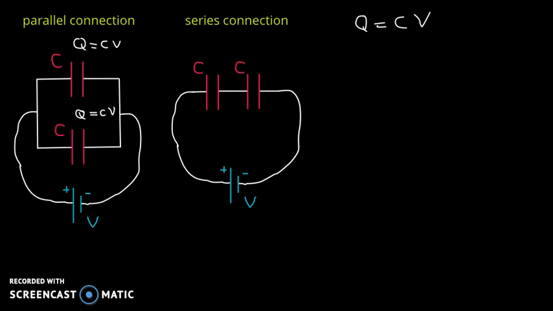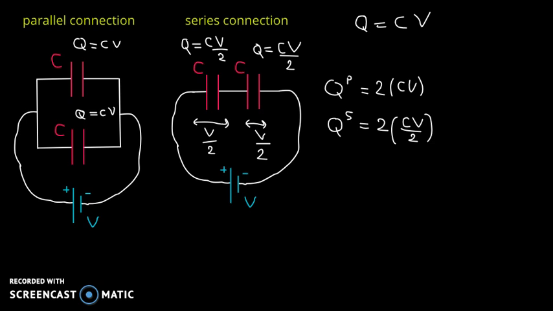In the series connection, on the other hand, the total voltage V is shared between the two capacitors. Because they're identical, each capacitor will have a voltage of V over 2. And then the charge stored in each one is going to be equal to C times V over 2. So Q equals C times V over 2 for each capacitor in the series connection.